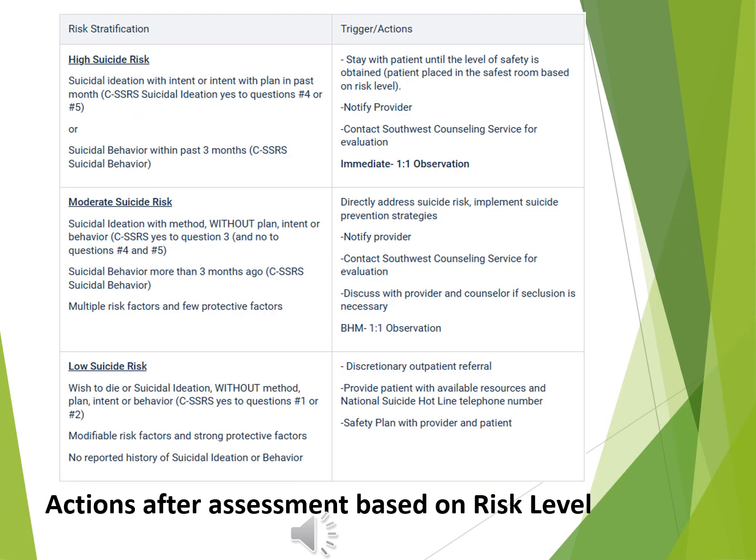This is Memorial Hospital's policy for actions required based on risk level. As you can see, if your patient scores high on the risk scale, you must stay with the patient until he or she is placed in the safest room possible. Notify provider, immediate one-to-one monitoring, and contact Southwest Counseling for an evaluation. One-to-one monitoring start time must also be documented in the patient's chart.